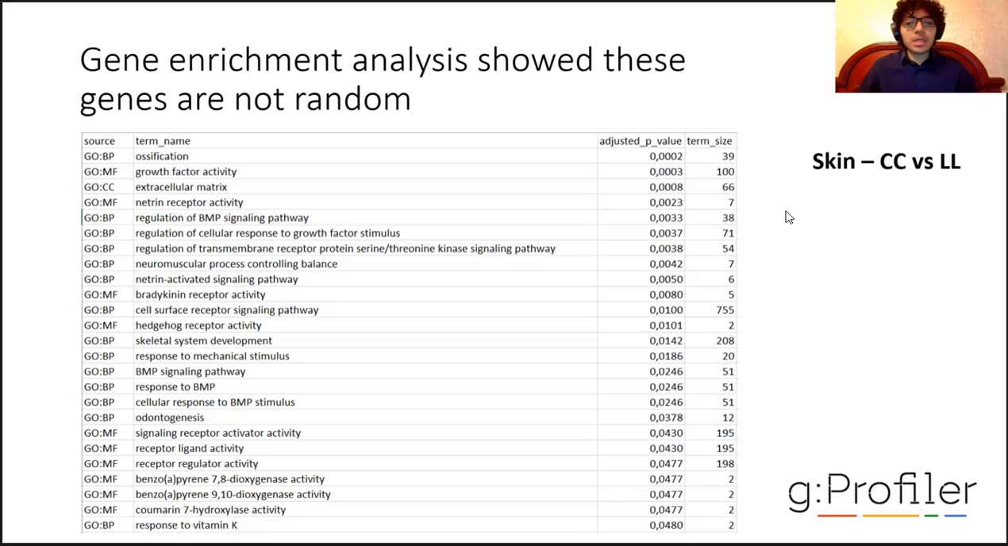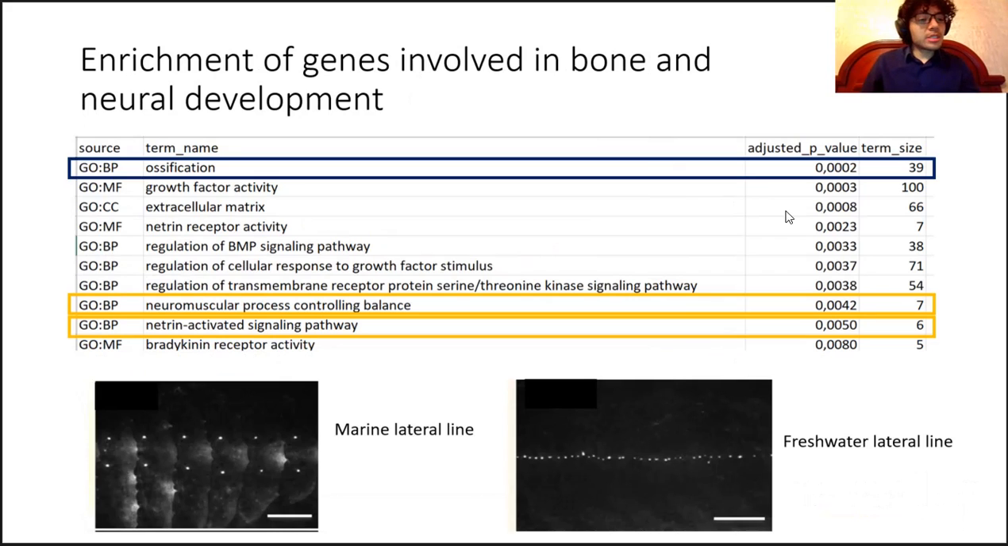We then did a functional enrichment analysis of the differentially expressed genes in skin, and this showed that this wasn't just a random set of genes. They were actually biased towards certain pathways. Especially, what we found was that there were many genes involved in development and bone ossification, exactly what we would expect to be the genes involved in the development of the lateral plates.